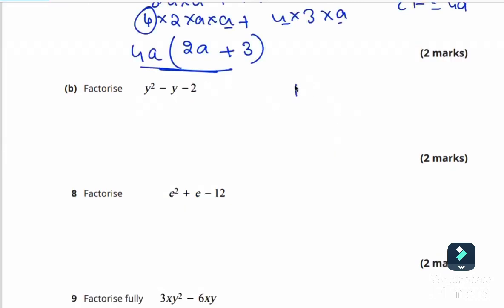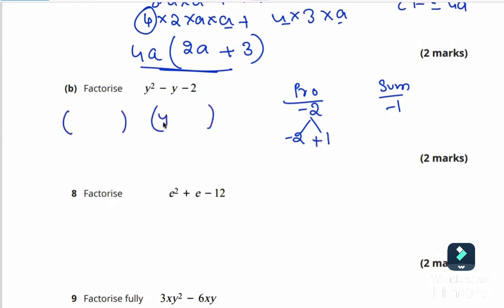So here once again we have product is going to be negative 2 and my sum is going to be negative 1. So if you expand this, 2 into 1 is equal to 2, so 2 and 1 is the only factor we have, right? So I have to place my negative and I'm going to subtract the numbers. Therefore, my factors are going to be y, and negative 2 and positive 1.